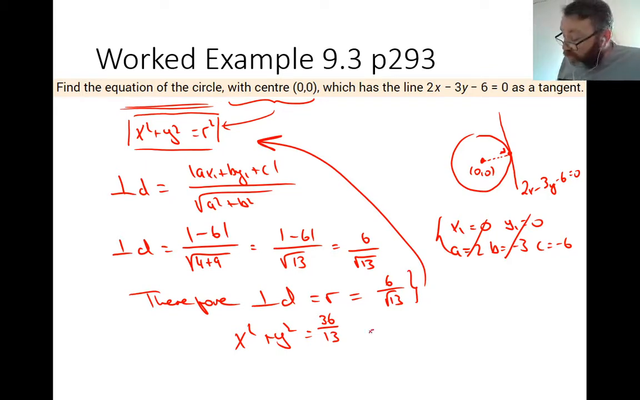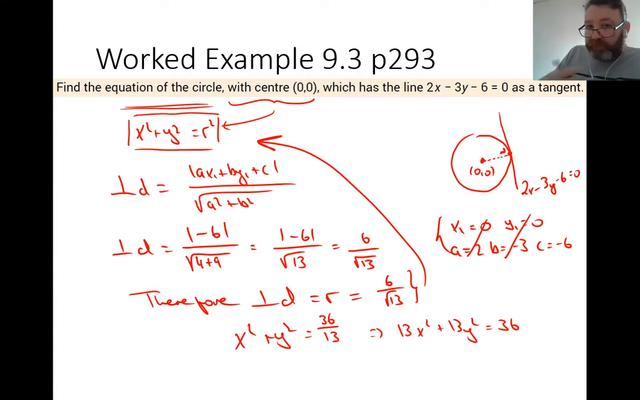Or what you could do, as I've already told you, is when the fraction appears, clear it. So you could multiply everything across by 13 to get 13x squared plus 13y squared is equal to 36. That's perfectly fine as well. So again, you're pulling from the previous chapter. In order to get the length of the radius, I had to figure out first of all that the distance between the center and the tangent happened to be the radius, and the radius happens to be perpendicular to the tangent, so therefore the length of the radius was the perpendicular distance from 0, 0 to that line, and that's why that formula came in so handy there.